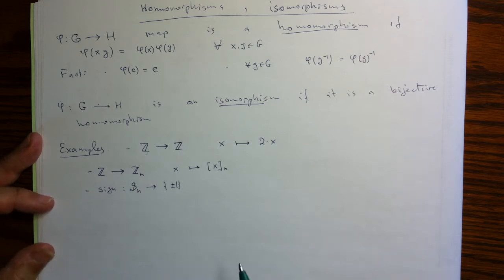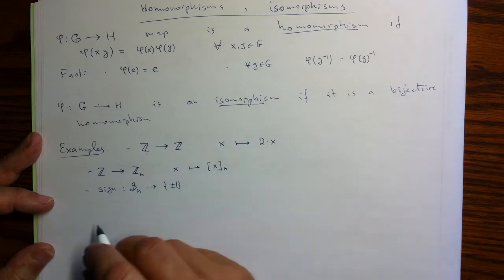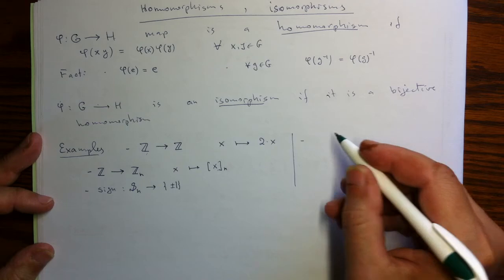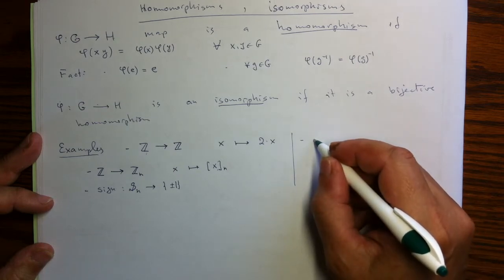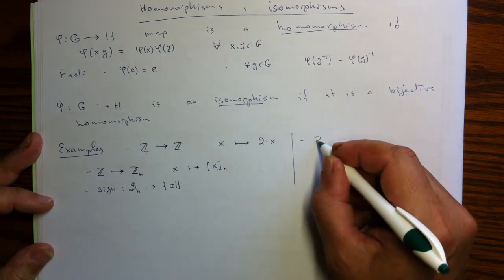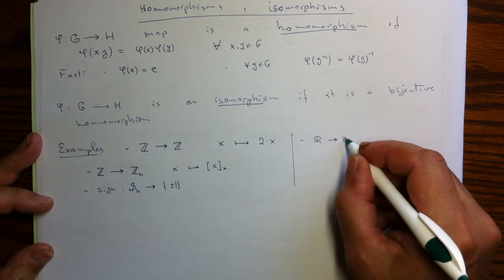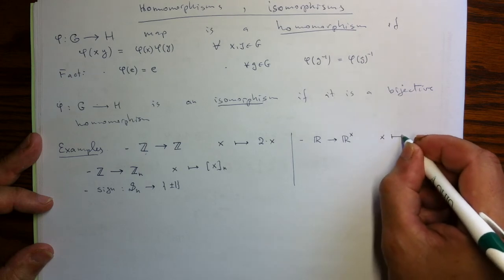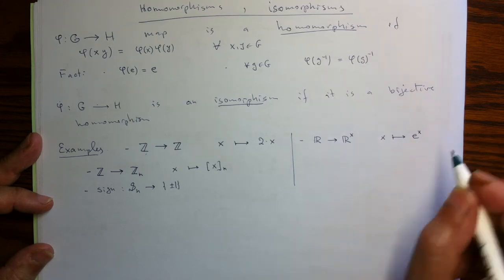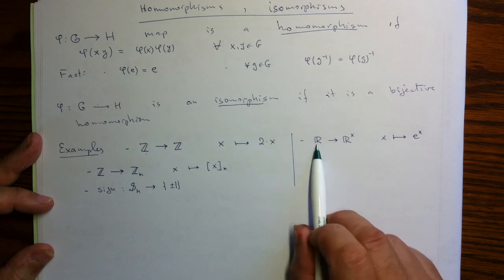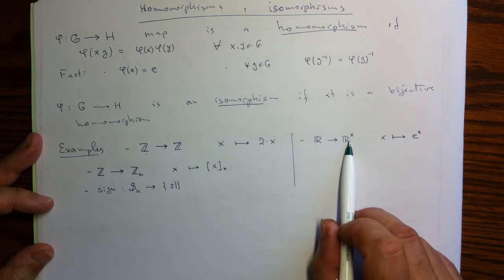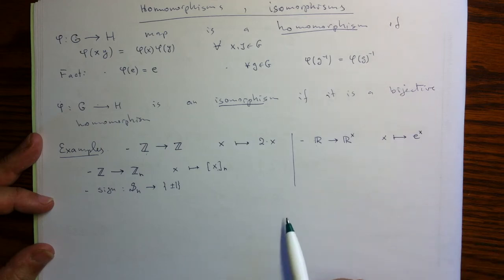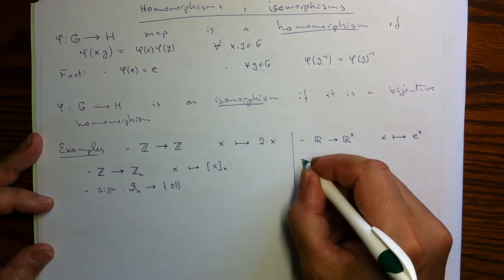I will continue here with examples. So maybe the exponential function from real numbers with addition to real numbers with multiplication but without zero. So x, a real number, is mapped into the exponential of x. Addition, which is the operation here, is transformed into multiplication, which is the operation here. So it is a well-defined map, it is a homomorphism.